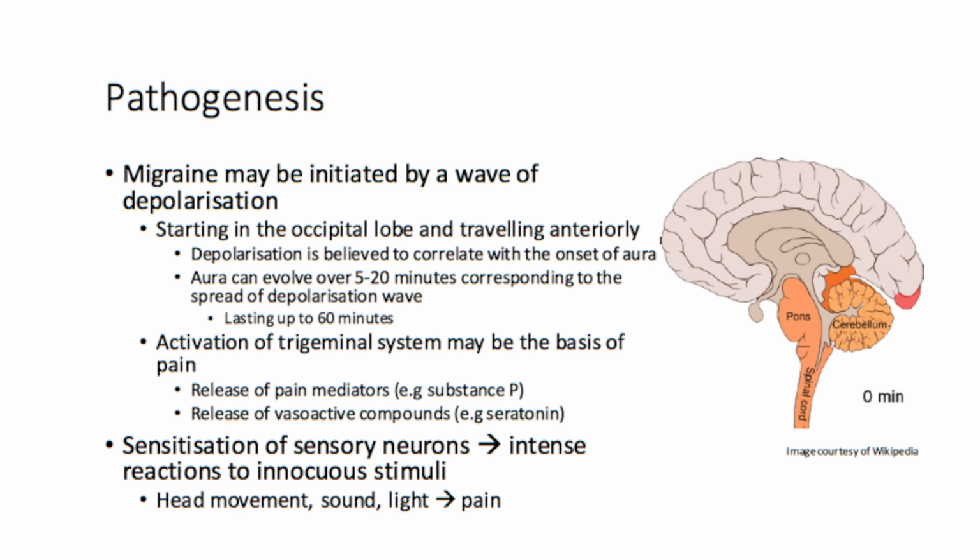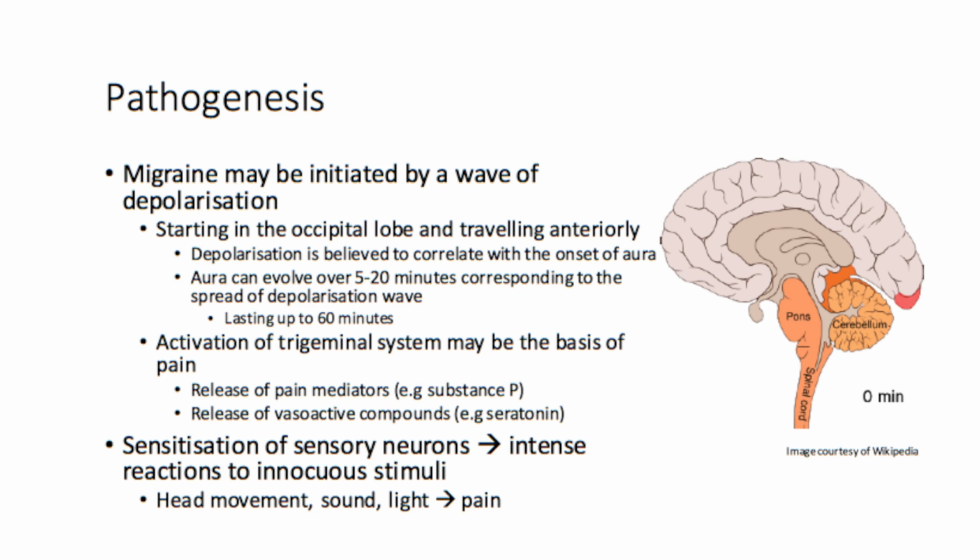So there are a number of theories about why migraines develop. Migraines may be initiated by a wave of depolarization, starting in the occipital lobe and traveling anteriorly. Depolarization is believed to correlate with the onset of aura, and the aura can evolve over 5 to 20 minutes corresponding to that wave of depolarization, and the aura can last up to 60 minutes.